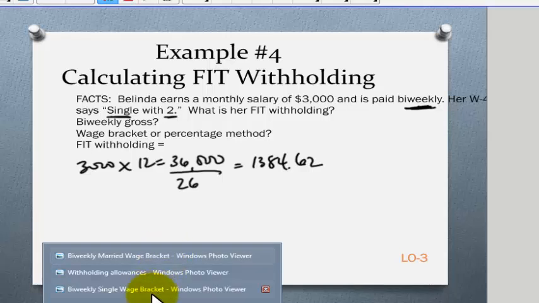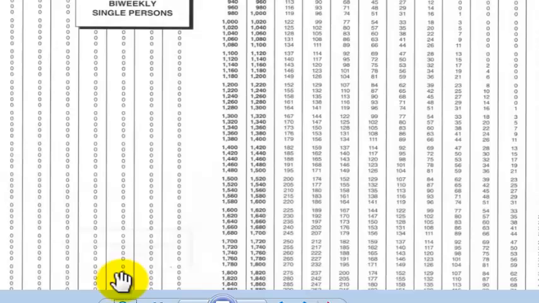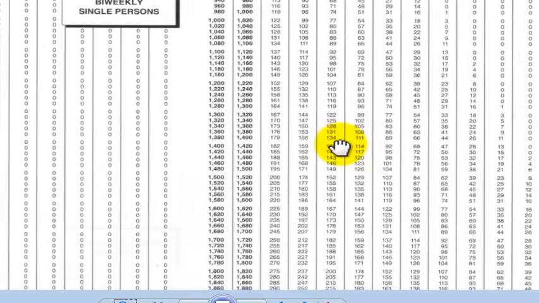Okay? So here what I'm worried about, I've got to go to the biweekly single wage bracket. So let's go there. Here it is. And the amount of pay I'm worried about is $1,384.62. Let me zoom in a little bit. Okay, so that would be in this. So, we can use the wage bracket method. And then we've got 2 withholding allowances. So this is your 0 column, 1, 2. So therefore, our total tax is going to be $134.